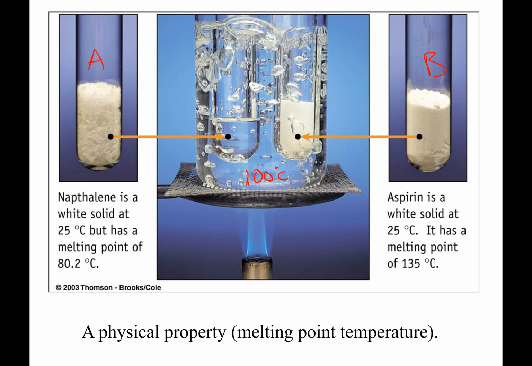Quite cleverly, what they did was make use of the fact that one melts at 80.2, so I have to concentrate on melting point temperature. Since that's lower than your water bath, it melts. This one over here is not going to melt until 135. So at 100 it didn't melt. That's quite clever. So you know which one to take for your headache. Clever, clever, clever.